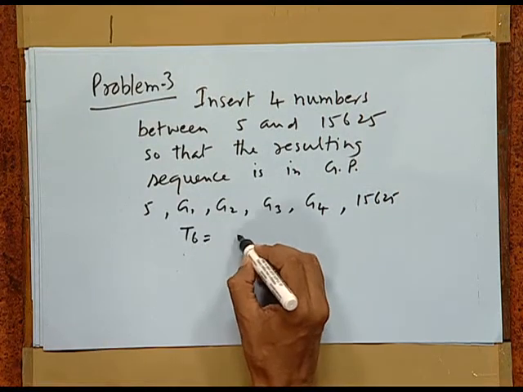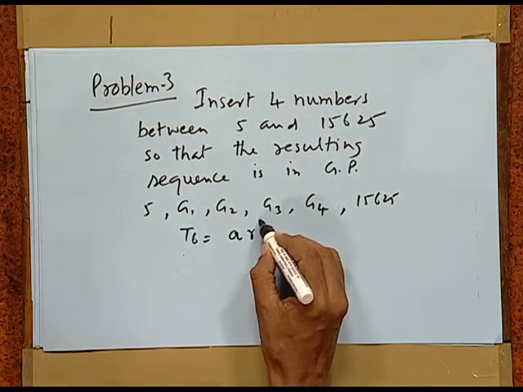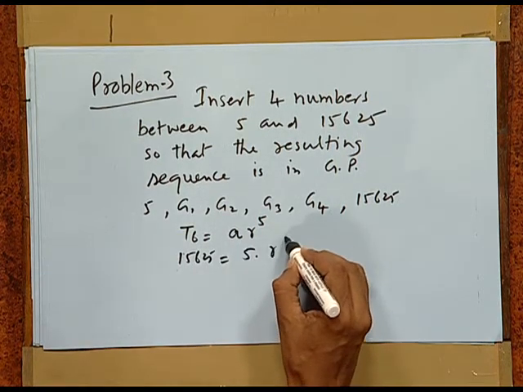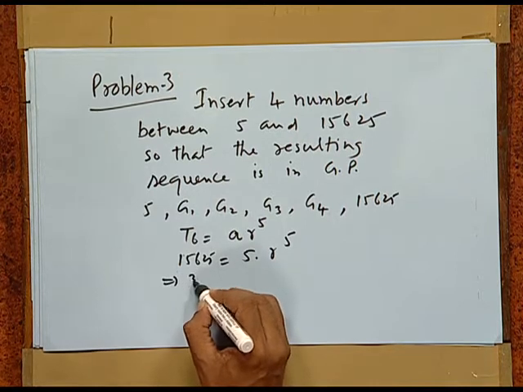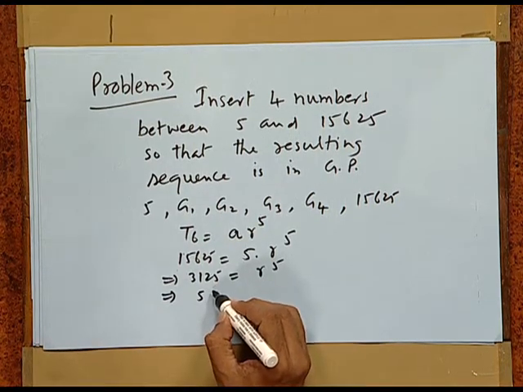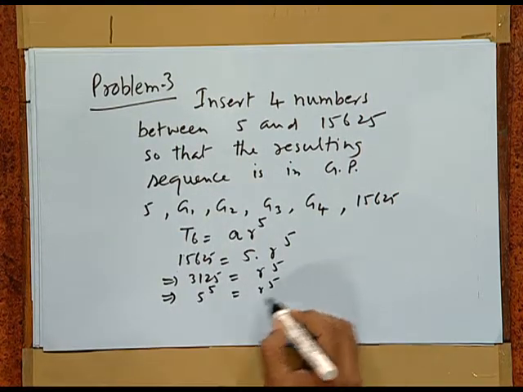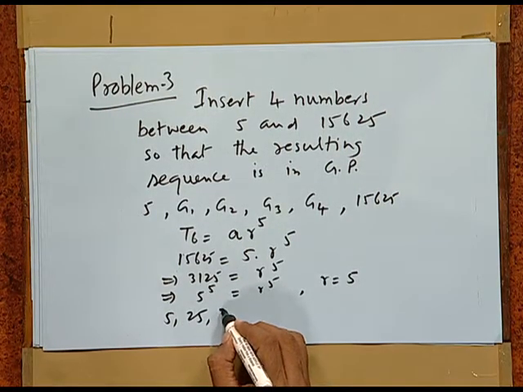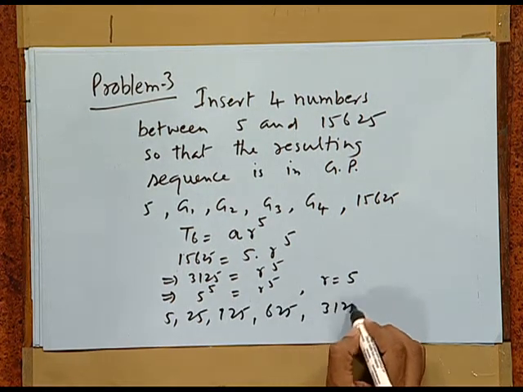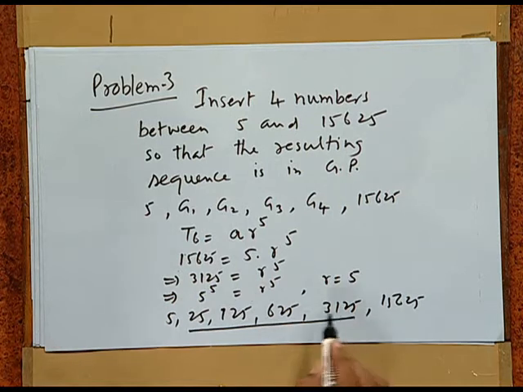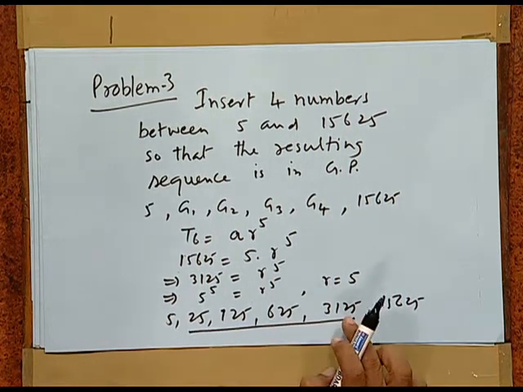So we have T6 is equal to a times r raised to power 5, so that 15,625 is 5 times r raised to power 5. This means 3125 is r raised to power 5. But 3125 is 5 raised to power 5. So we get r is equal to 5. Hence, the numbers will be 5, 25, 125, 625, 3125 and 15,625, whereas the required numbers are the middle numbers, namely 25, 125, 625 and 3125.